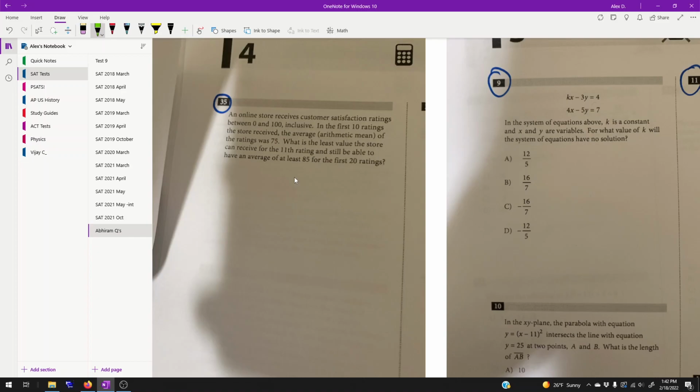Whenever I see a big wall of text like this guy here, I'm just going to read the last sentence. What is the least value the store can receive for the 11th rating, and still be able to average at least 85 for the first 20 ratings? Okay. The first 10 ratings had an average of 75. So that means that if I take the sum of the first 10 ratings and divide it by 10, then that rating is 75. So I know the sum of the first 10 ratings is 750.